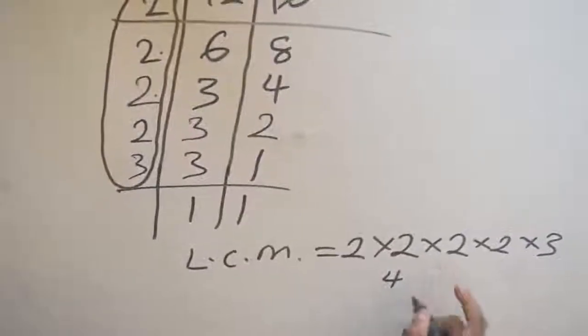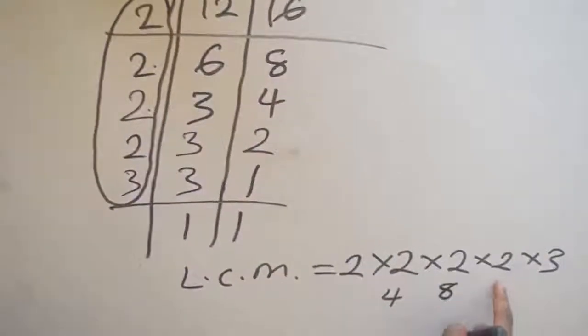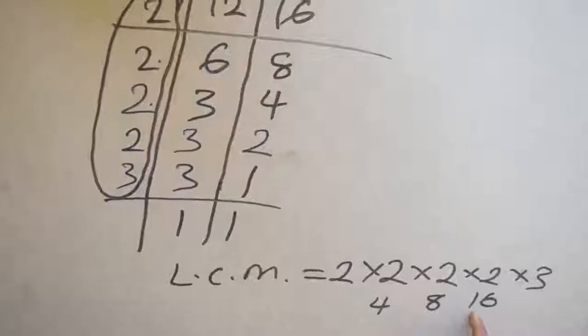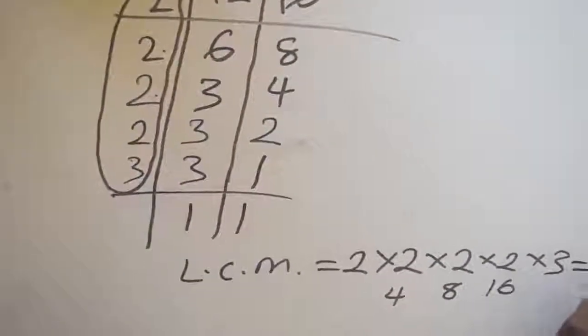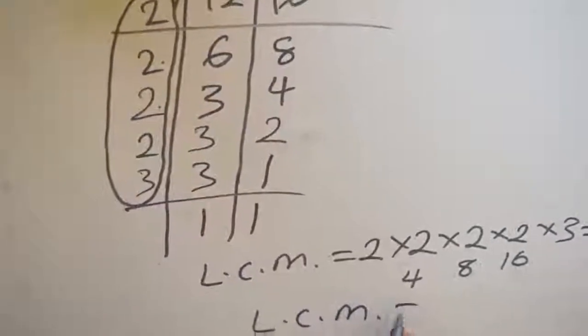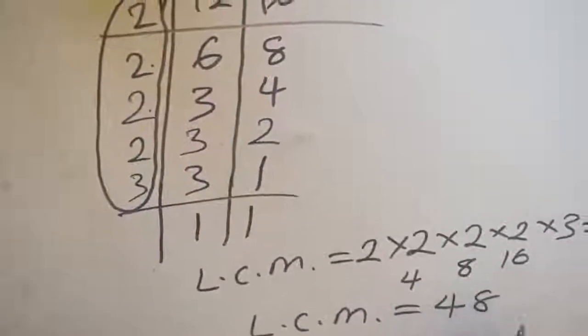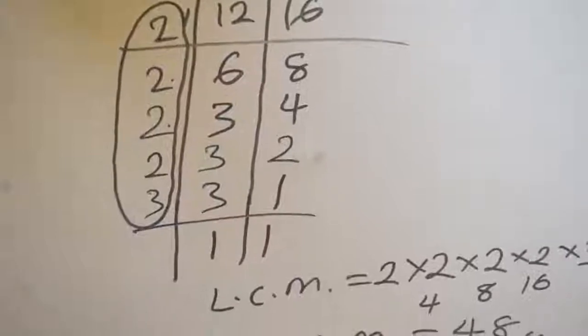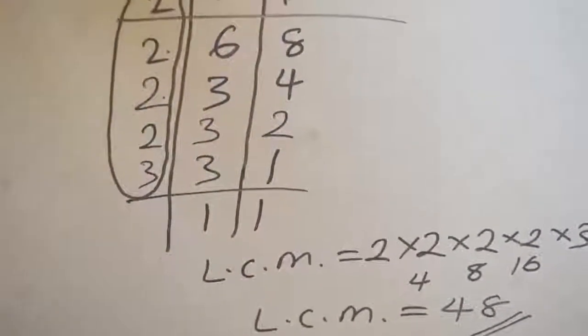2 times 2 is 4. This 4 multiplied by 2 is 8. This 8 multiplied by 2 is 16. This 16 here multiplied by 3 is nothing but 48. So the LCM from here is nothing but what? 48. There is no big deal with mathematics. There is absolutely no big deal.